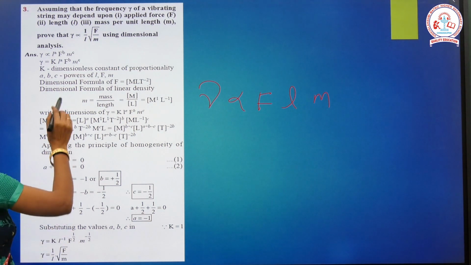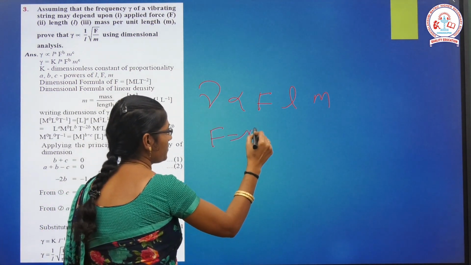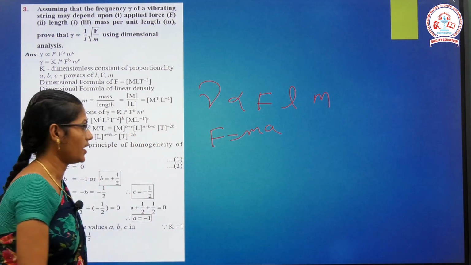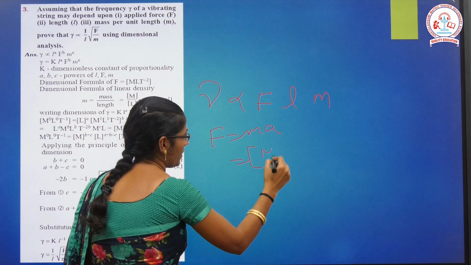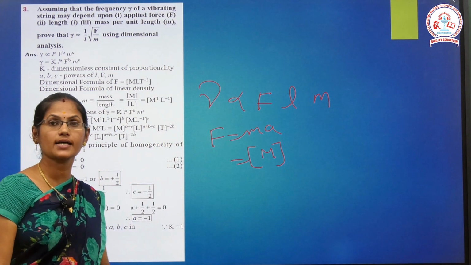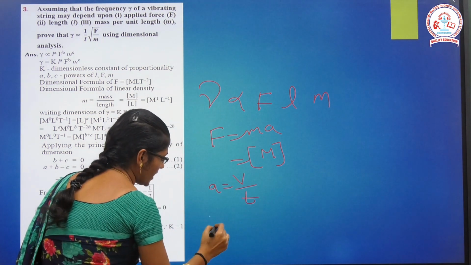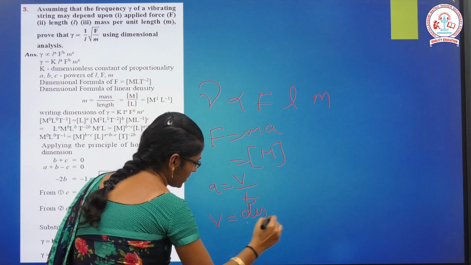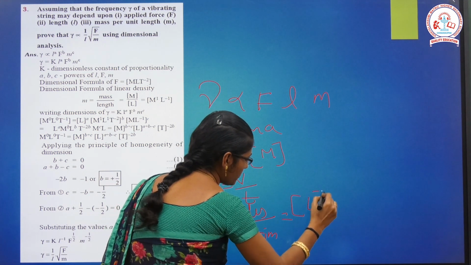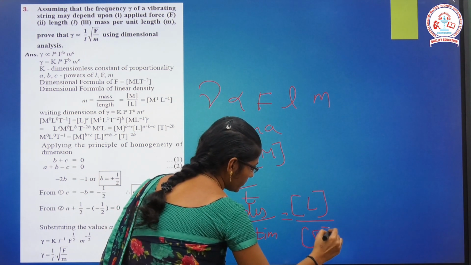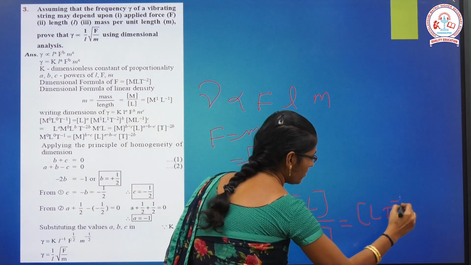First thing, the formula for force. What is the formula for force? F is equal to ma. So, the dimensional formula for m is M, and acceleration. What is acceleration? Velocity by time taken. Velocity is displacement divided by time taken. How to write the displacement in dimensional form? We can write L, and time we can write T. So, what is the dimensional formula for velocity? L T power minus 1.